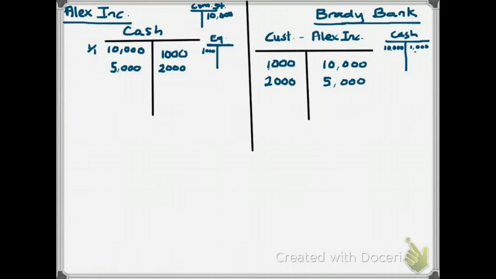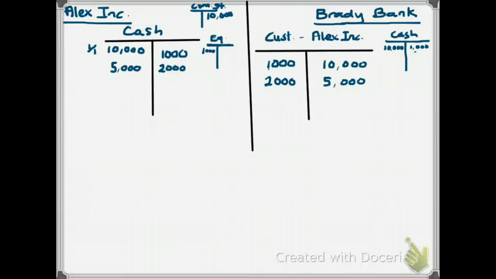All I'm doing in this example is you're seeing two sets of books, one for Alex Inc. and one for Brady Bank. You don't need to follow the journal entries, just know that for every entry that we have for Alex Inc., there is a mirrored image in Brady Bank's books. That's all you really need to understand from this journal entries.